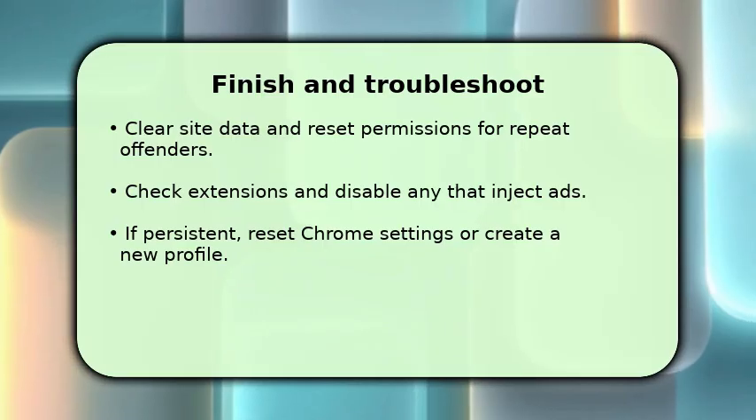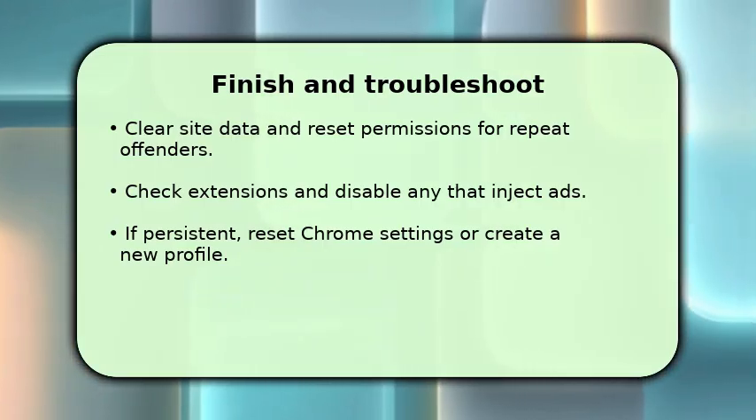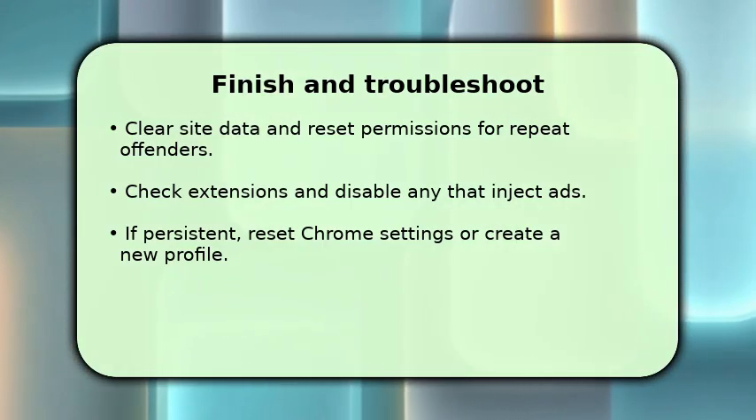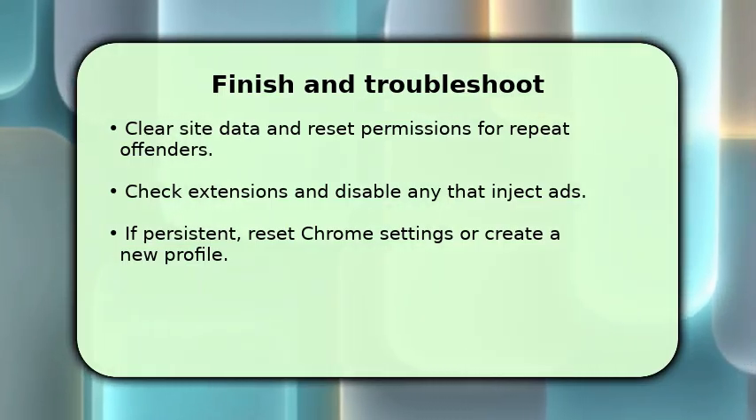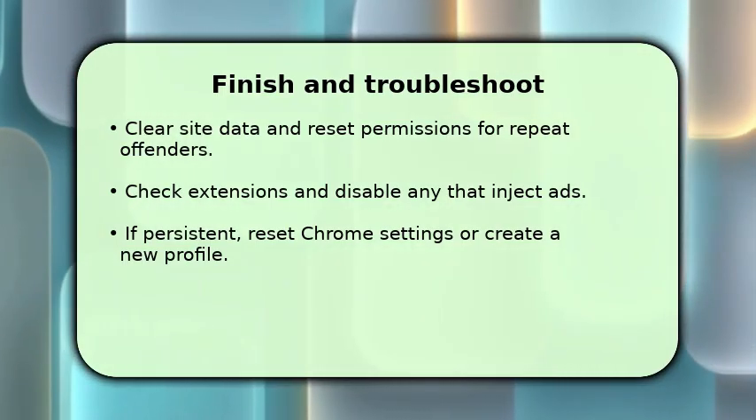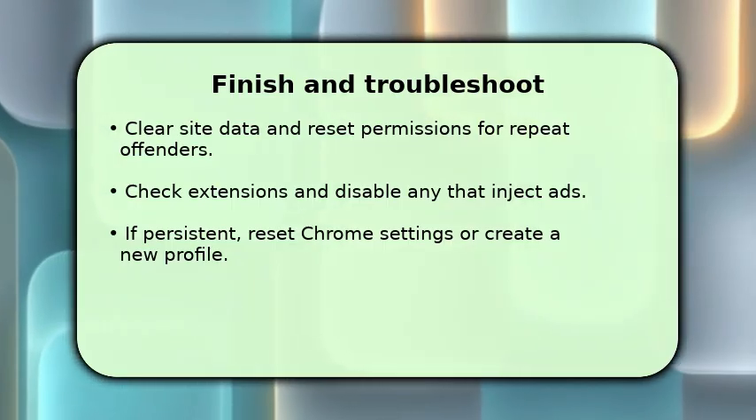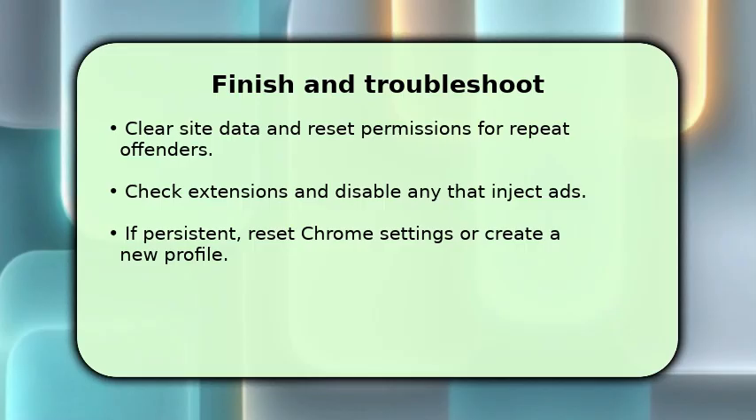Next, inspect extensions. Disable or remove any that inject ads or change page behavior because they often trigger spammy messages. If notifications persist, reset Chrome settings or create a new user profile to isolate the issue. This restores defaults without uninstalling.